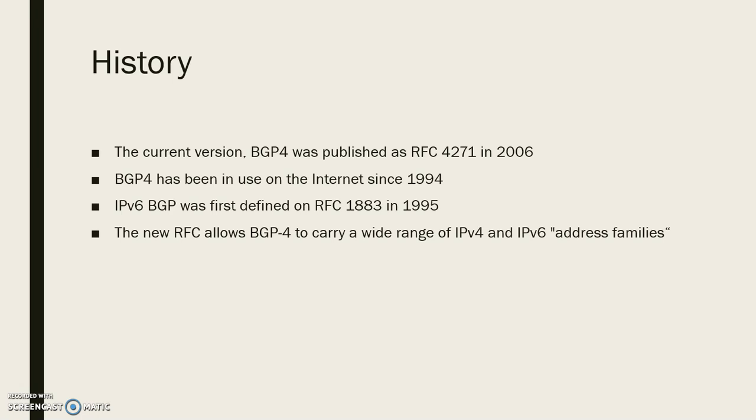IPv6 BGP was first defined in RFC 1883 in 1995, while BGP4 has been in use on the Internet since 1994. The new RFC allows BGP-4 to carry a wide range of IPv4 and IPv6 address families. It is also called the multi-protocol extensions, which is MPBGP for short. Let's keep going, shall we?